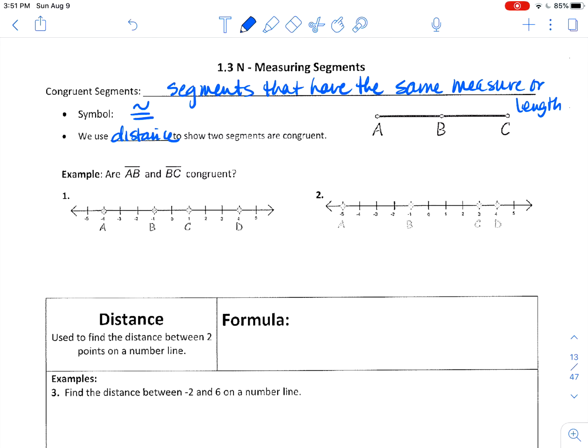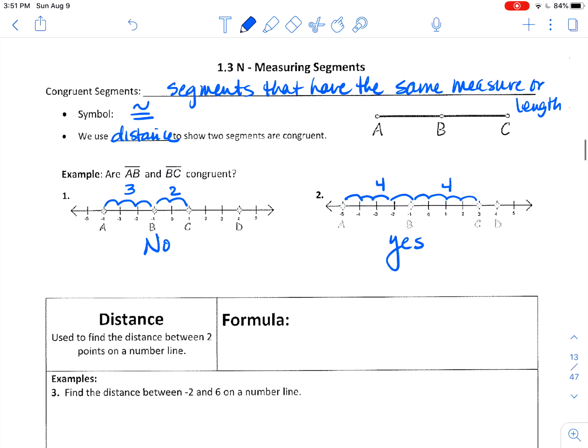Let's take a look at example 1. Are AB and BC congruent? So from A to B, 1, 2, that is 3 units. B to C is 2 units. So in this case, no. In number 2, A to B is 4 units, and B to C is also 4 units. So this one is yes.